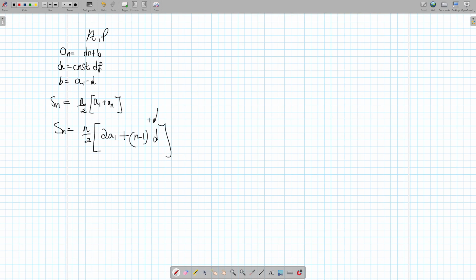This comes from the fact that any an is equal to a1 plus (n minus 1) d. This is another formula for an, but I like using this one. This is the same as this, but just a bit simplified. Okay. Anyway, so these are the arithmetic progression formulas.